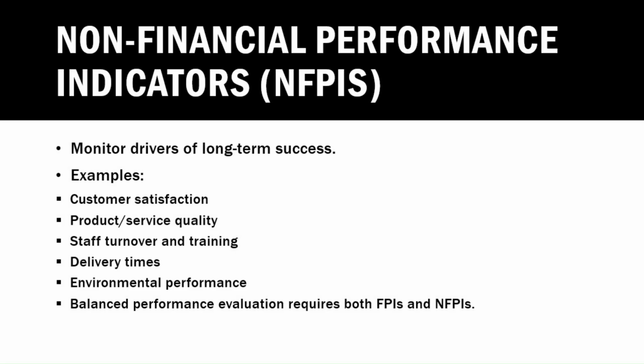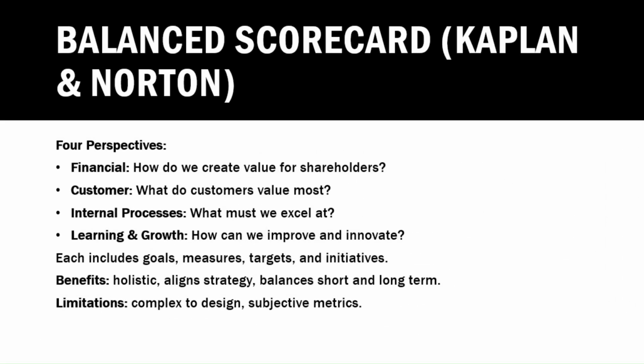Financial indicators show what happened. NFPIs explain why it happened. Consistent strength in these areas usually predicts future financial success. The Balanced Scorecard by Kaplan and Norton combines both types of indicators across 4 perspectives.